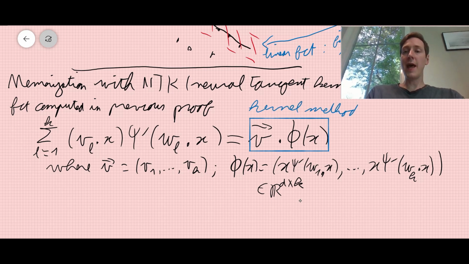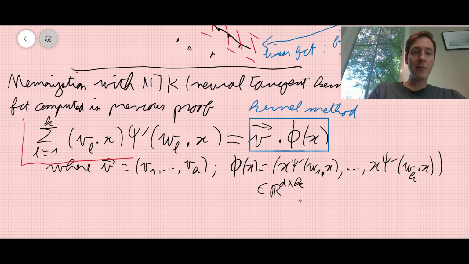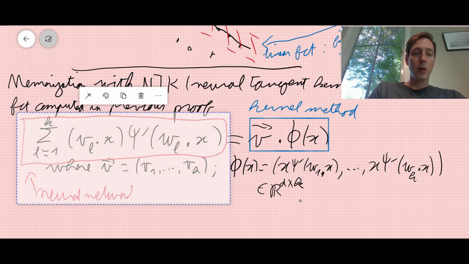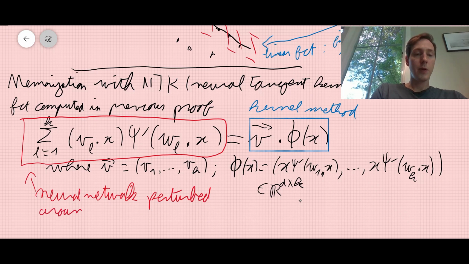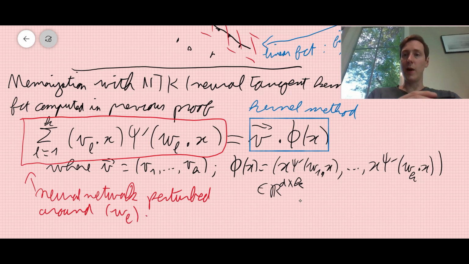Okay, you have an x that you embed in some higher dimensional space, and in this higher dimensional space, you're just doing a linear function. You're just doing a linear regression. Whereas, what do we have on the left-hand side? On the left-hand side, we have a neural network perturbed around the WLs.